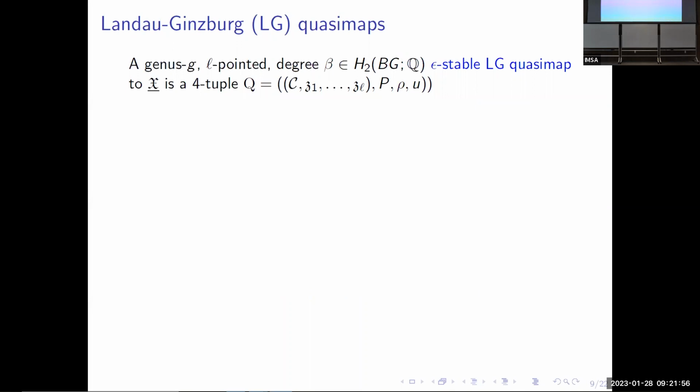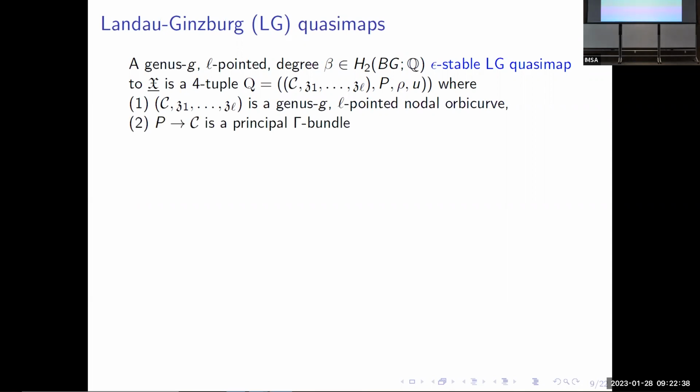Now a Landau-Ginzburg quasimap is a genus g, l-pointed, degree beta, epsilon-stable Landau-Ginzburg quasimap to this. Because this is a 5-tuple, I write it as this underlined X. It consists of a 4-tuple. The first ingredient is an l-pointed nodal orbifold curve. It can have orbifold points at marked points and at nodes. At nodes there is a balance condition, and we want to trivialize the germ at marked points. And P is a principal Gamma bundle.